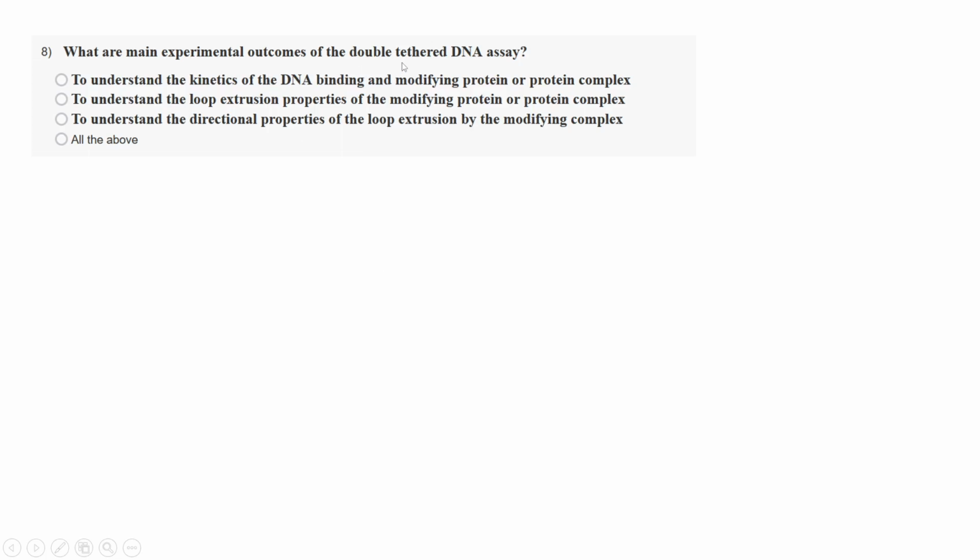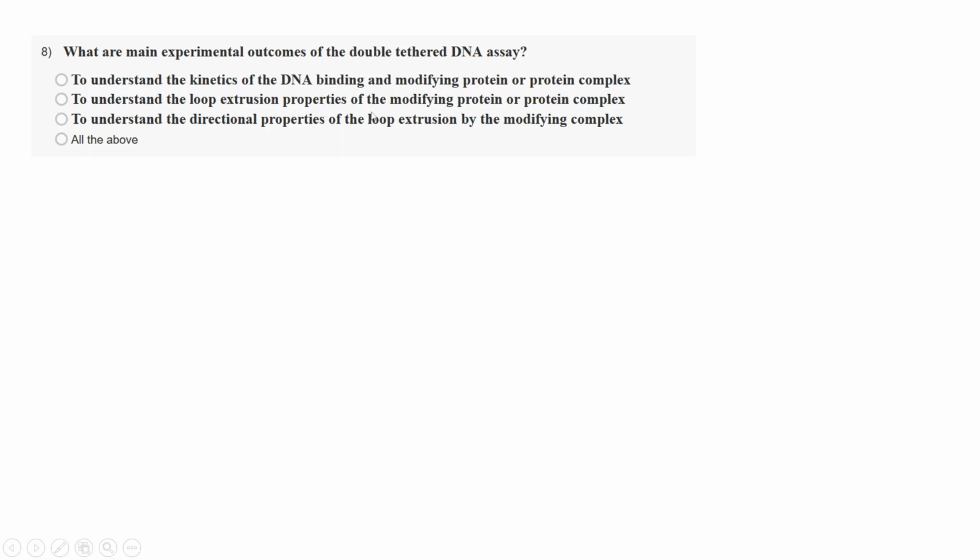What are the main experimental outcomes of double-threaded DNA assay? So the double-threaded DNA assay we discussed, the DNA was linked with the streptavidin biotin complex, and then the kinetics of cohesin was checked. The role of condensin was analyzed. So to understand the kinetics of DNA binding and modifying protein, this option is correct.